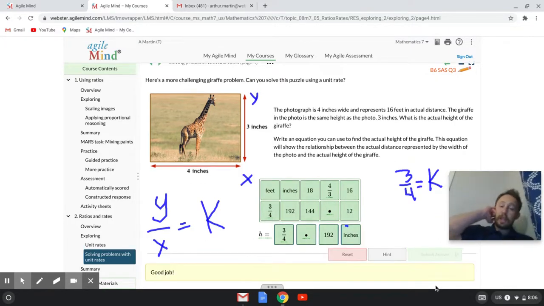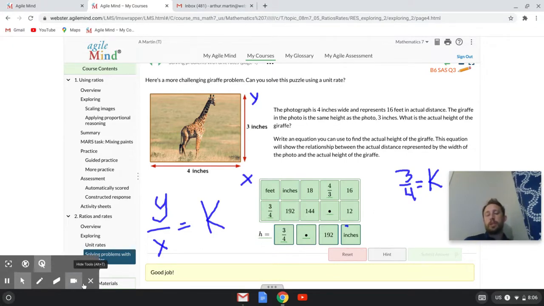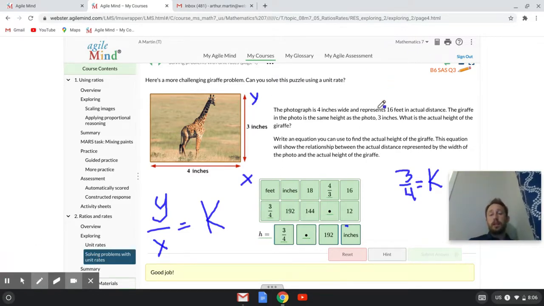So you'll notice that I did 3/4 times 192 inches. Well, how did I get 192 inches? So think about this. We know that each one of these represents what? How would I figure out how much 1 inch represents? Could we find the unit rate? So remember, if we were to find the unit rate, we could take what?